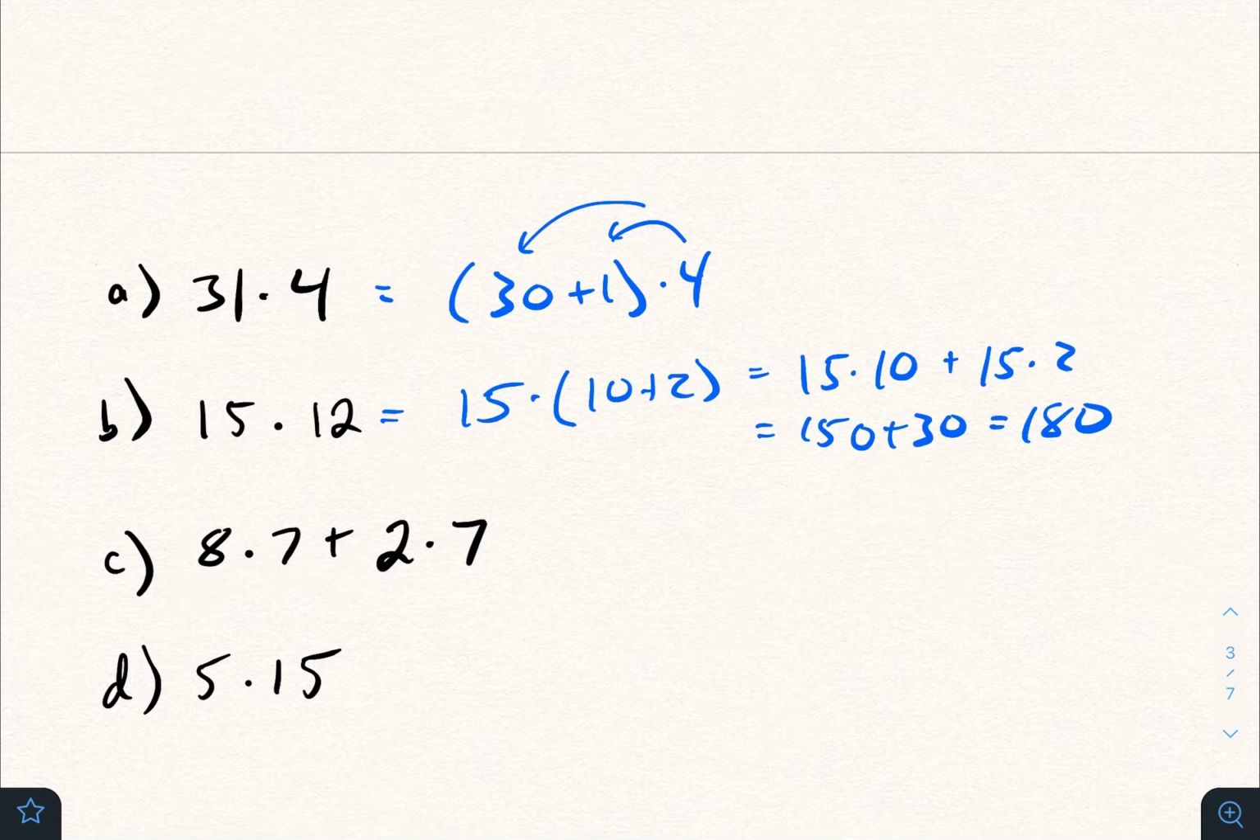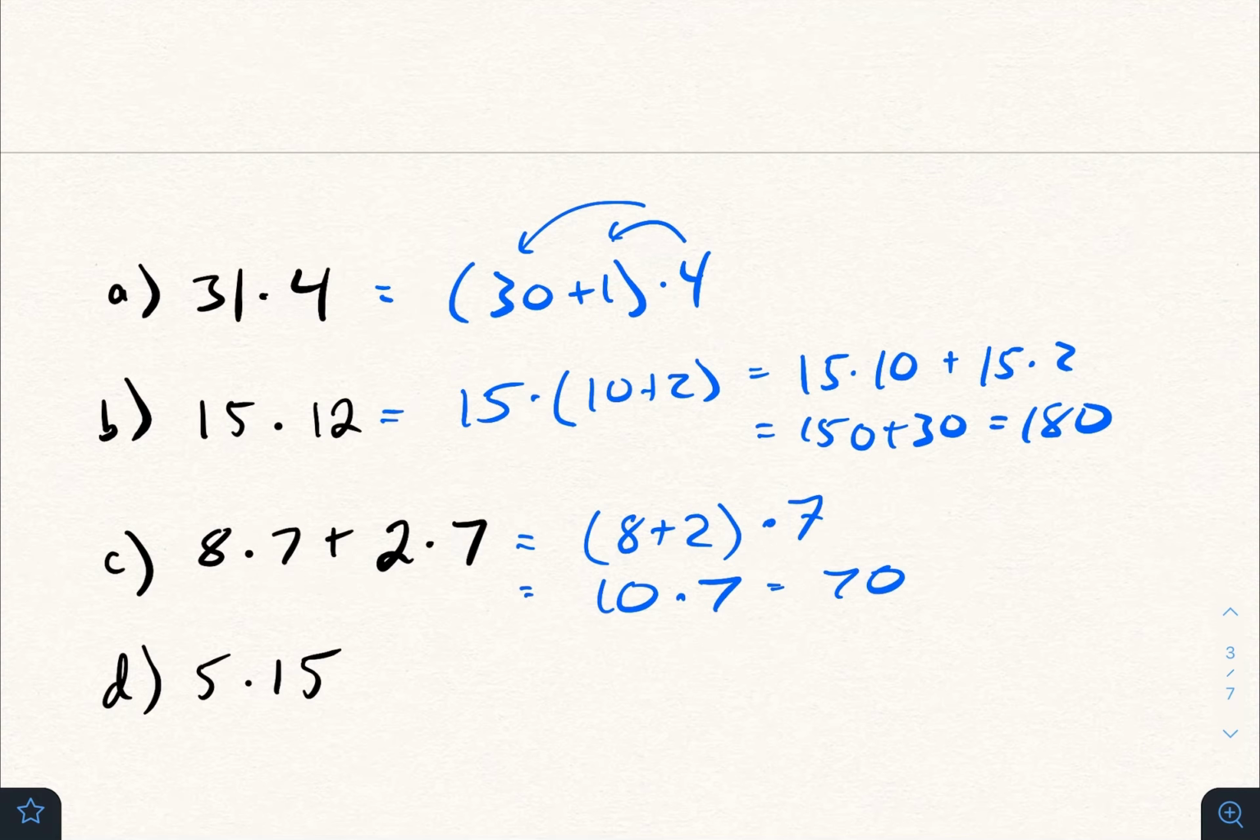And you can go backwards too. 8 times 7 plus 2 times 7. So basically we have 8 groups of 7 and then another 2 groups of 7. If we have 8 groups of 7 and then 2 groups of 7, all together we have 10 groups of 7. So really what's going on there is we're reversing the distributive property. This is really factoring, right? This is what we call factoring out a 7. And all of a sudden we have 10 groups of 7.